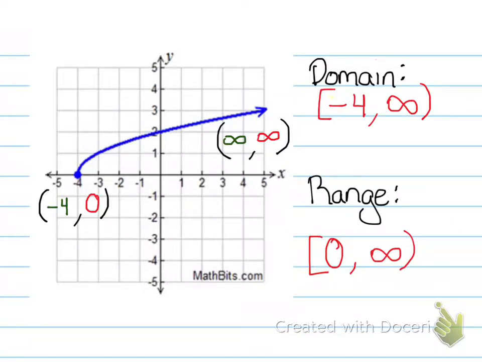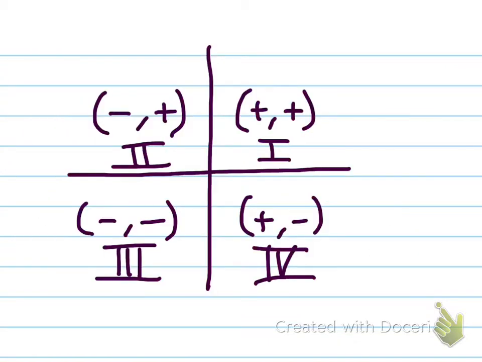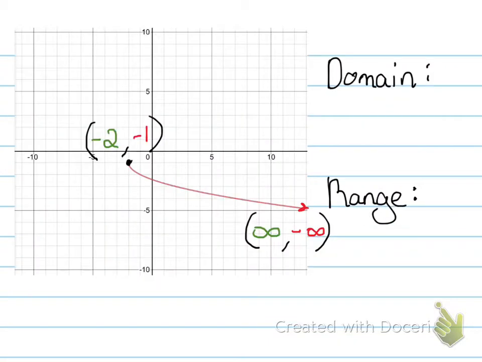All right, let's look at another example. I labeled my point and my arrow. And the reason why the arrow was infinity, negative infinity is because it's in the fourth quadrant. So for my domain, I'm going to pick my smallest x value to my largest x value, which are the ones in green. So -2 is the smallest x value, and infinity is my largest x value.